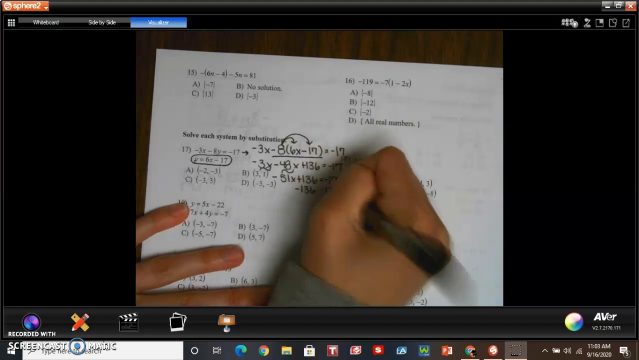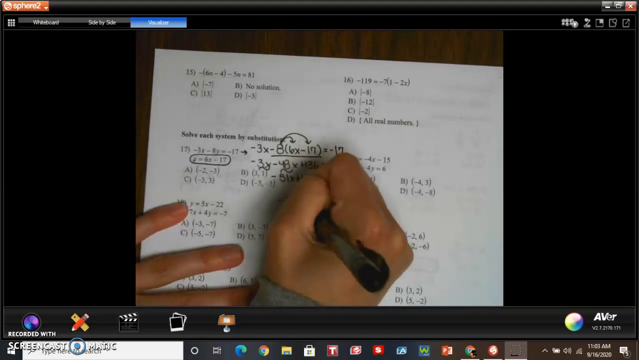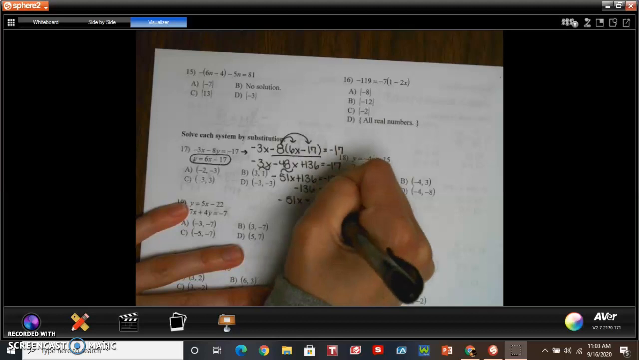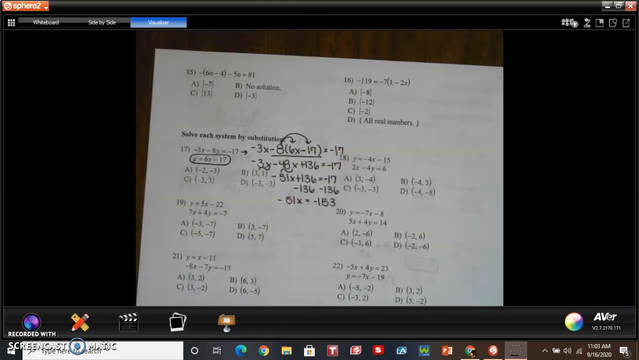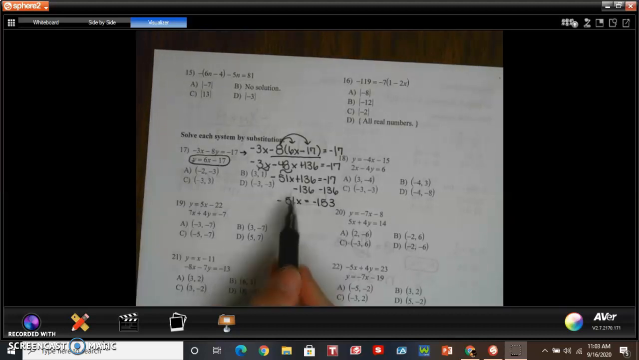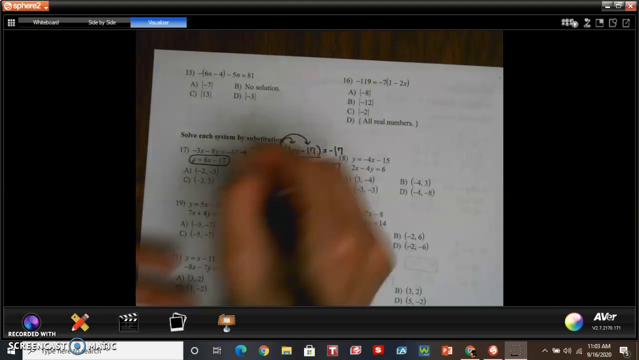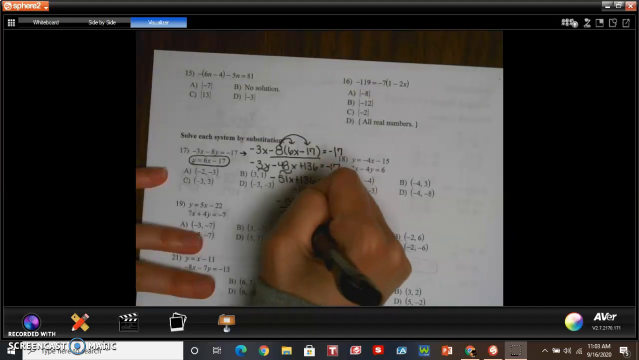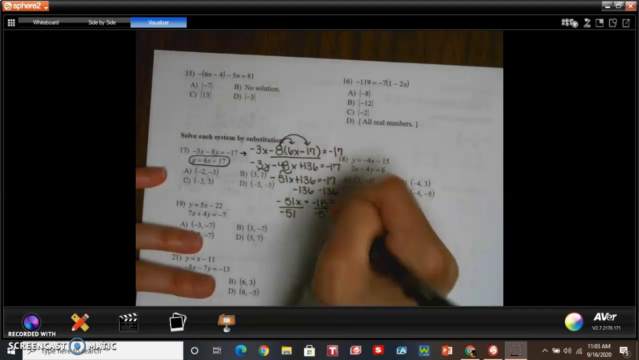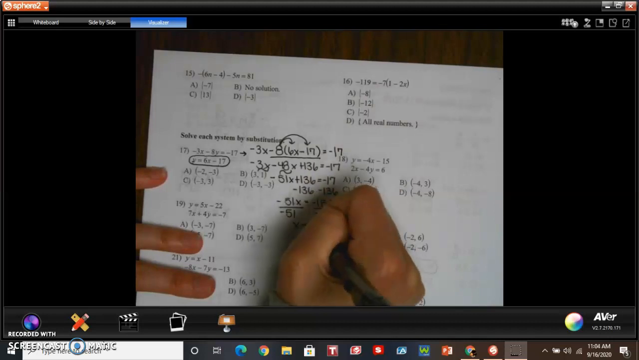Whatever you do to one side, you must do to the other. All right, now we still have that negative 51x. Remember, if it's written right next to the variable, as in there's nothing going on in between them, we're going to divide, leaving us with x equals 3.